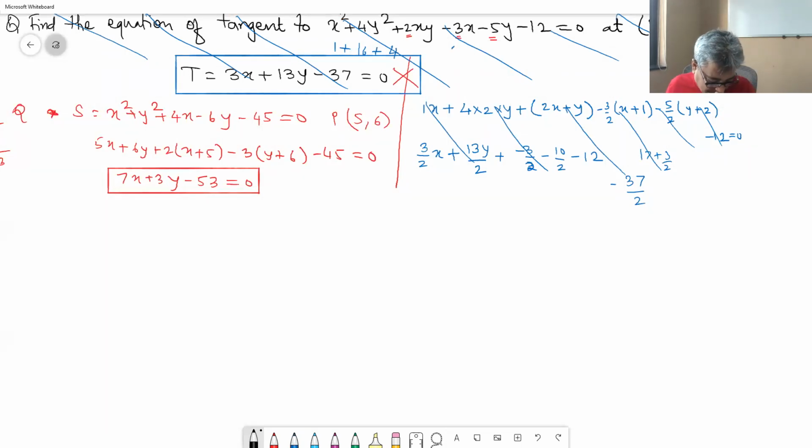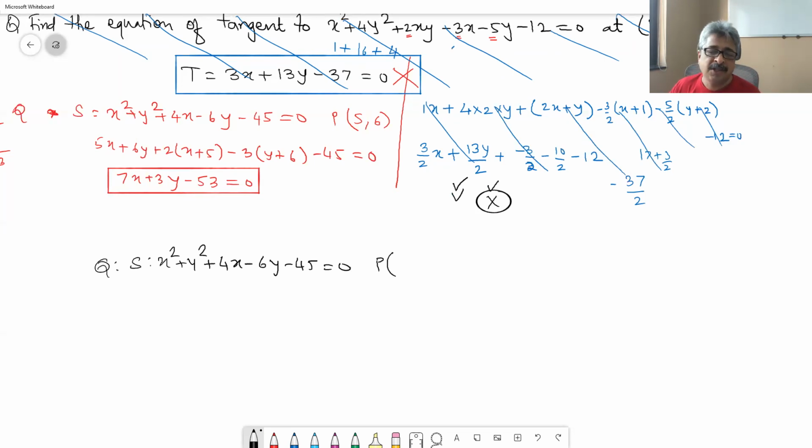Let me give you a problem. Problem is, this is the same circle question. Circle S is x square plus y square plus 4x minus 6y minus 45 is equal to 0. Point P is, okay, by the way, Prajwal was right, Soumya was right, and many others were right. I was wrong in the earlier problem. So I should not blame students without really confirming. Anyway, S is this circle and point.